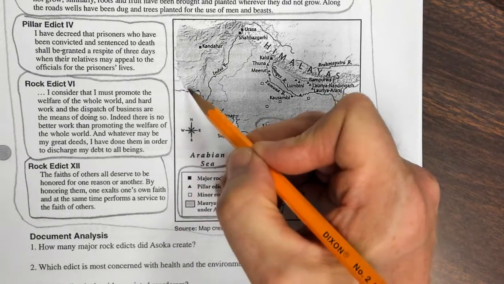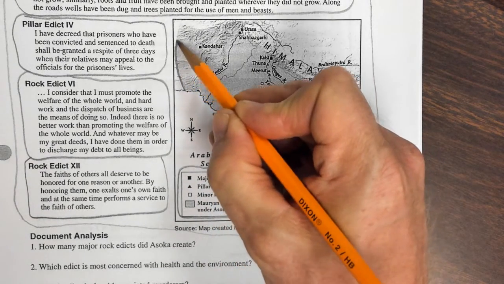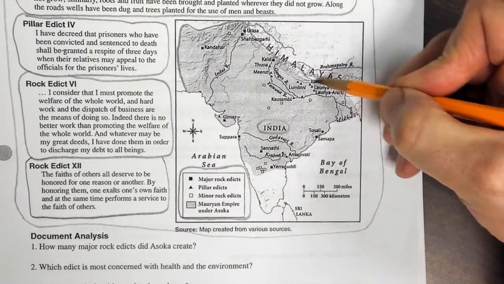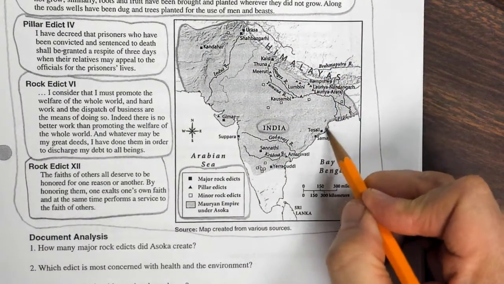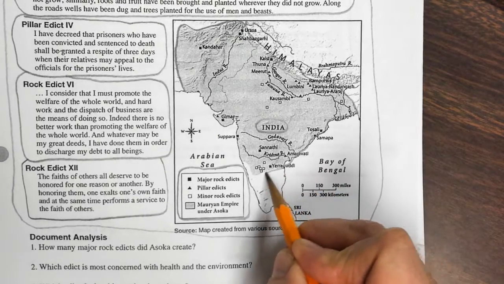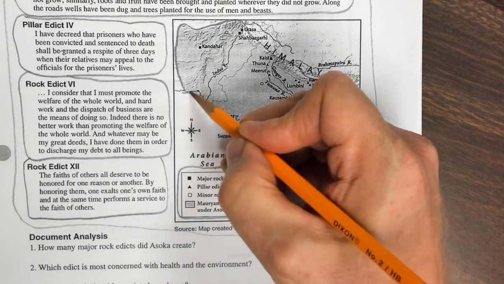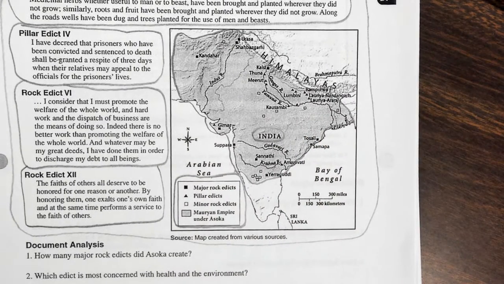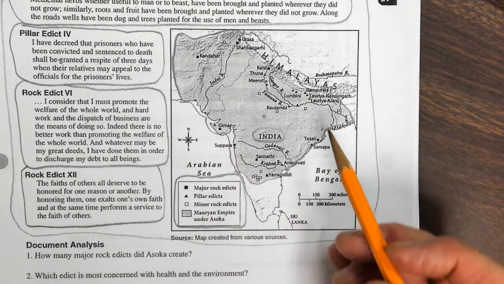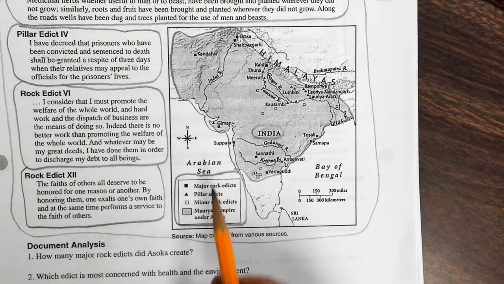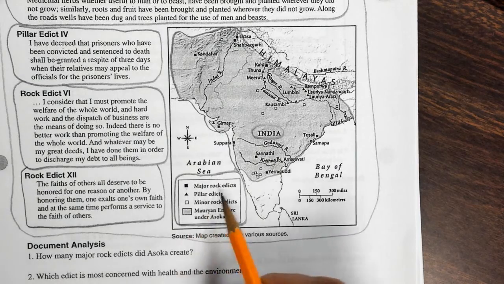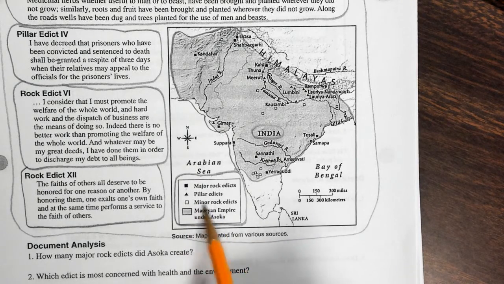So if you want, let's go ahead and highlight Asoka's territory by drawing a real quick line around it. See how quick I'm doing this? We don't need to be all day. There we go. There's Asoka's territory in gray. Now, take a look at the rest of the key. Major rock edicts are squares. Pillar edicts are triangles, and minor rock edicts are hollow squares.